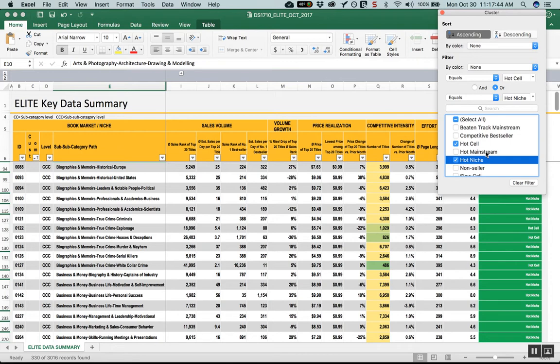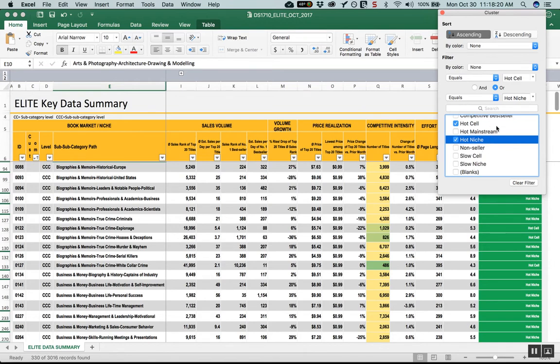Hot mainstream is going to be where people are going to buy. But I'm going to tell you, you're going to end up spending more for marketing dollars. You're going to have a bigger backlist. There's going to have to be a lot of stuff going on when you start moving into hot mainstream. So I'll tell you the hierarchy. Hot sell is number one. Hot niche is number two. Hot mainstream is number three. Followed by that is competitive bestseller at number four, beaten track mainstream at number five, and then you have slow sell at number six, slow niche at number seven, followed by non-seller and blanks.